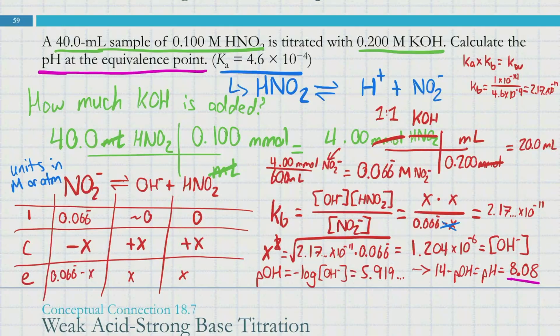For the ICE table? Yeah. Why didn't you put the 0.100 molarity HNO2?